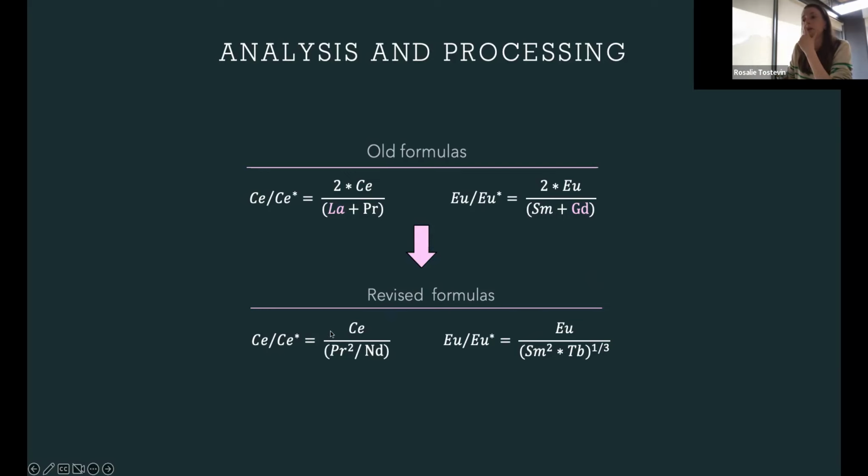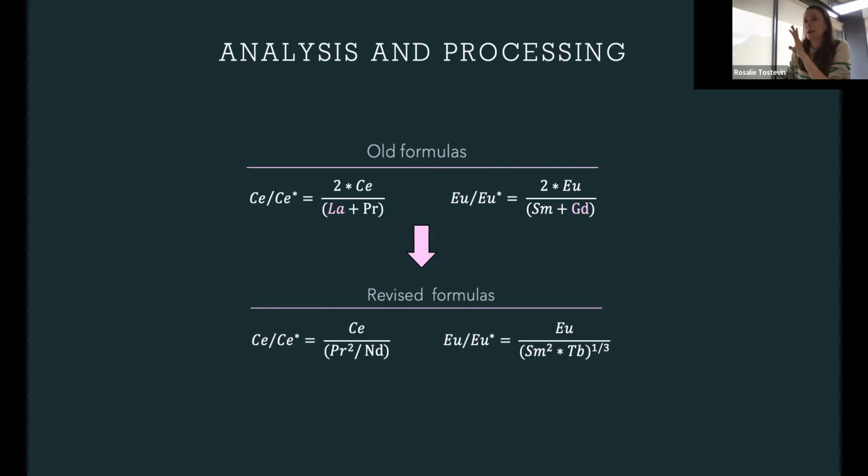And so a better way to do this is to use these revised formulas from Lawrence. I should have put the reference, sorry, I think it's Lawrence 2006, which is cerium divided by praseodymium squared, which is divided by neodymium, and a similar story for europium. So you're just normalizing to the non-anomalous neighbors on one side instead.